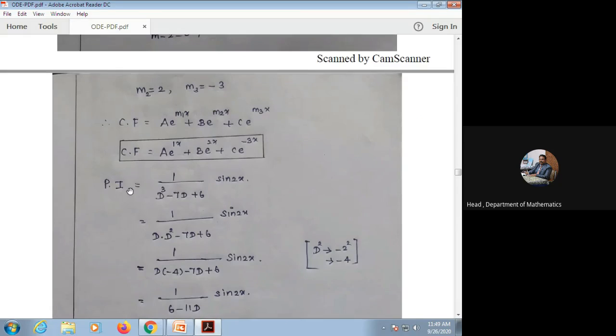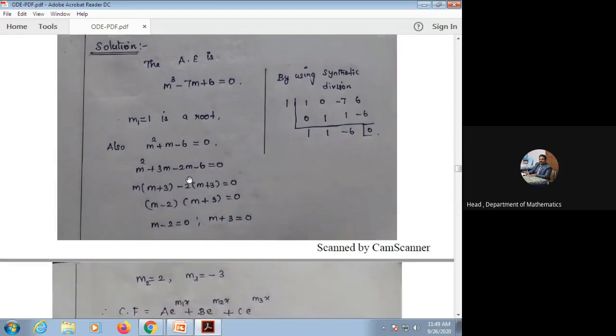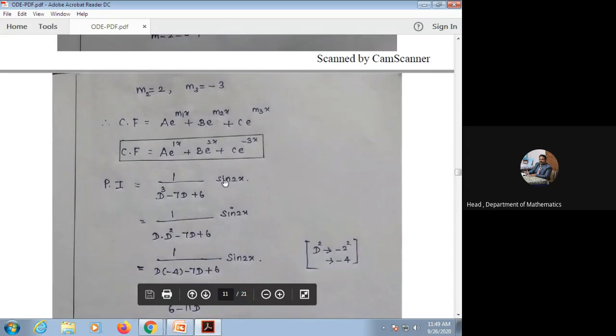Then move on to the particular solution. That is 1 divided by the given form, d power 3 minus 7d plus 6, into sin 2x. In this form, we have to replace only d squared. That is, d squared implies minus 2 squared, that is minus 4. Here d power 3 is given, so I have to write d into d squared form: d into d squared minus 7d plus 6, into sin 2x.